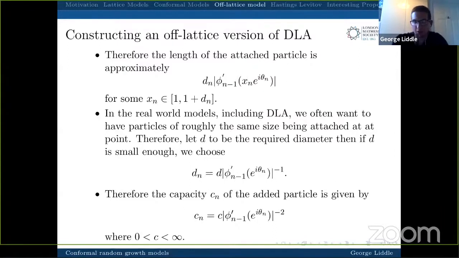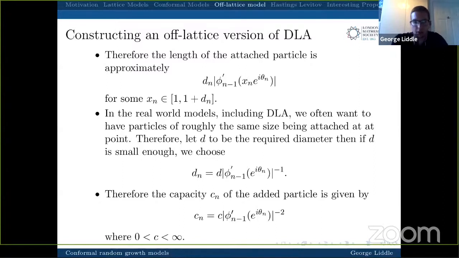But we want to rearrange for dn because that's the thing that we can actually choose. We can't choose how phi behaves here. So we just rearrange for dn to be D divided by the absolute value of the derivative of this map. So that's how we pick the diameter. And the capacity, we remember from where we discussed earlier, is just roughly given by dn squared.